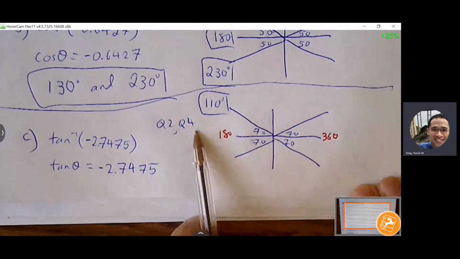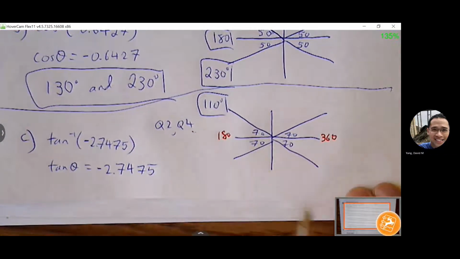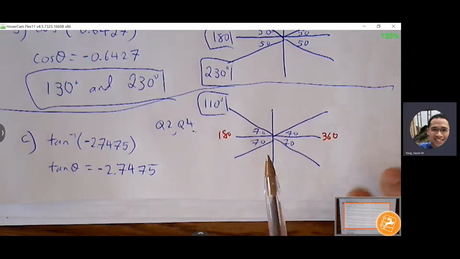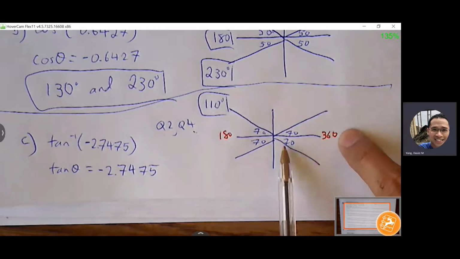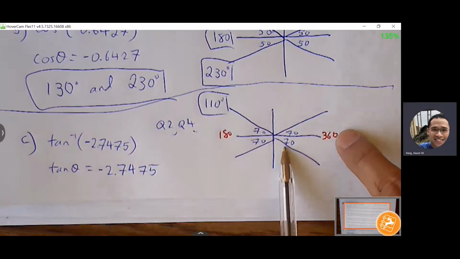We also want a quadrant 4 value. How'd you find that? 360 minus 70, right? Fourth quadrant, which is 290. Okay, good.